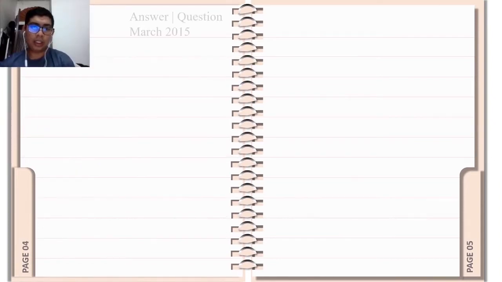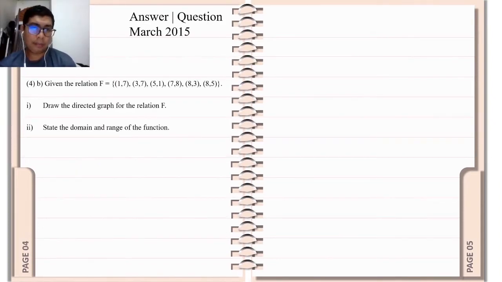Assalamualaikum warahmatullahi wabarakatuh. My name is Muhammad Azman bin Muhammad Azharuddin. So today we are going to discuss a past year question, March 2015, 4B. Given the relation F: 1 to 7, 3 to 7, 5 to 1, 7 to 8, 8 to 3, and 8 to 5. B1, draw the directed graph from the relation F.